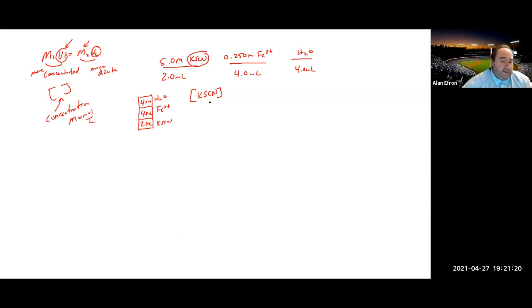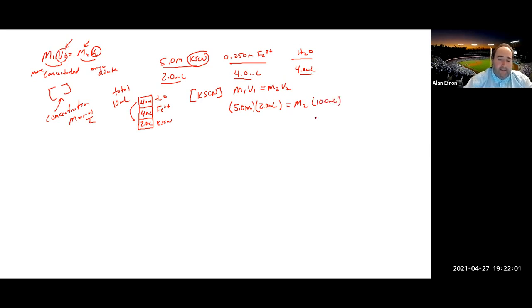So if I want to know the concentration of my KSCN in this mixture, I could use my dilution equation, M1 V1 equals M2 V2. M1 would be the original concentration of my KSCN, which is 5 molar. V1 is how much of it I used. M2 is the new concentration. And what about V2? Well, all 3 of these went into that test tube, so my total volume is 4 plus 4 plus 2, which is 10 milliliters. That is my final volume.